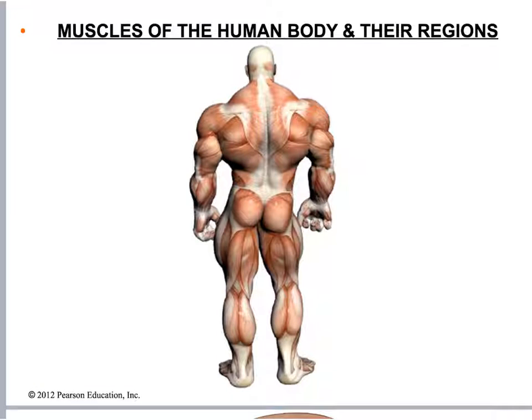Now we're going to begin going over the muscles of the human body and their regions. There are 2 ways we divide the muscle groups, the axial muscles and the appendicular muscles. Axial muscles are related to the axial skeleton and are mostly used for stabilization, where appendicular muscles is the second division, and that's the appendicular skeleton, and it's related to stabilization and movement, and specifically movement of the limbs.